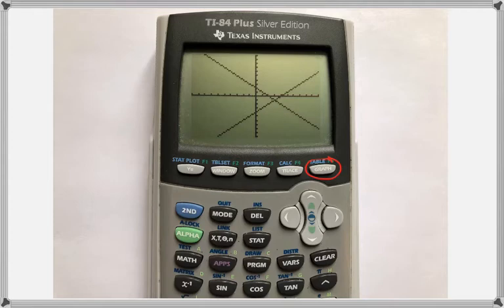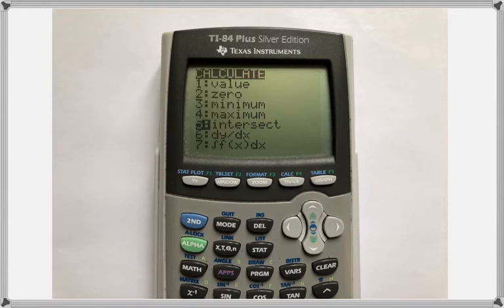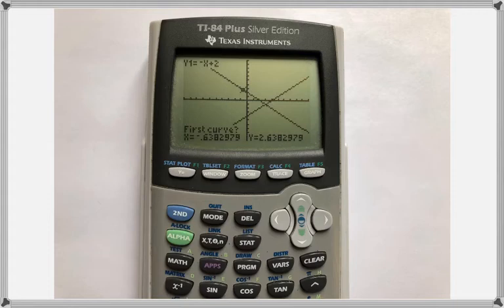So to get to that, you need to press second calc, but it's actually the trace button. So second trace, and that will get you to the calc menu. And it's number 5, which is the intersect command. So if you press enter, it's going to ask you 3 questions. It's going to ask you to declare what is your first line, what's your second line, and then to make a guess. So you may have different numbers on the bottom of the screen than I do.